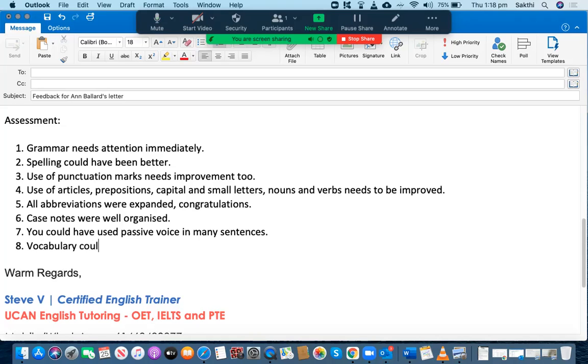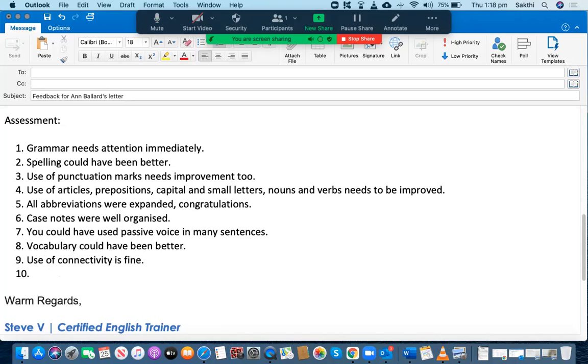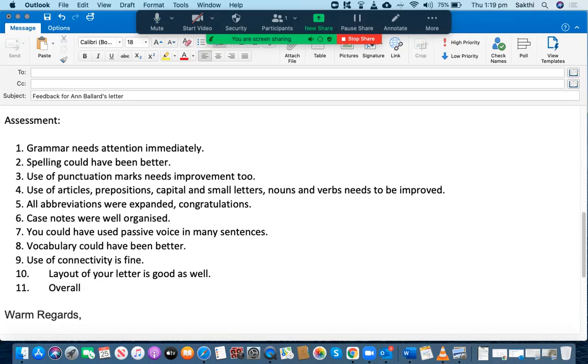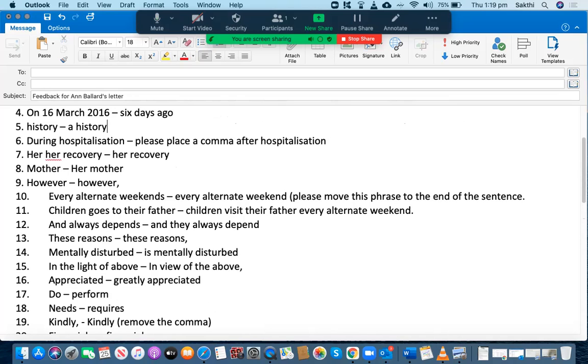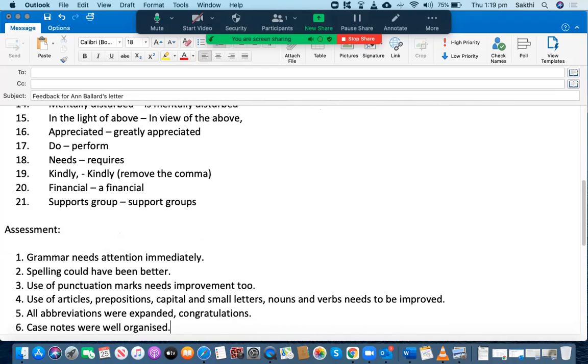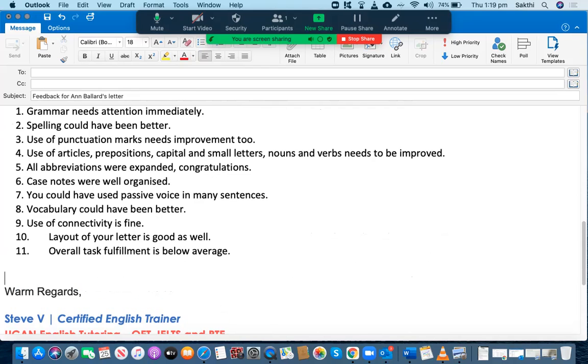Vocabulary could have been better. Use of connectivity is good. I'm very happy for you. Layout of your letter is good as well. Overall task fulfillment is below average. It's not good. What else? Okay, let me see. You didn't use the subjects in some sentences, and the way you use the words are not good as well. Okay, so let me go through the score now.